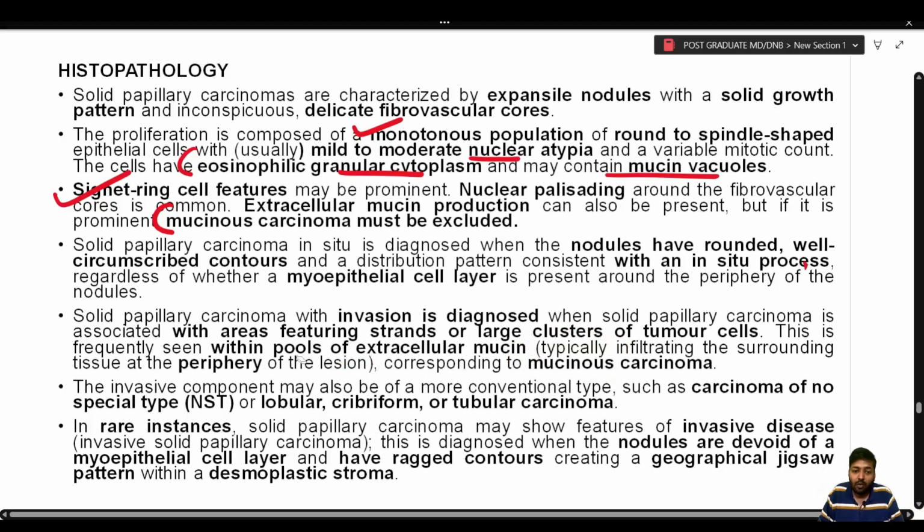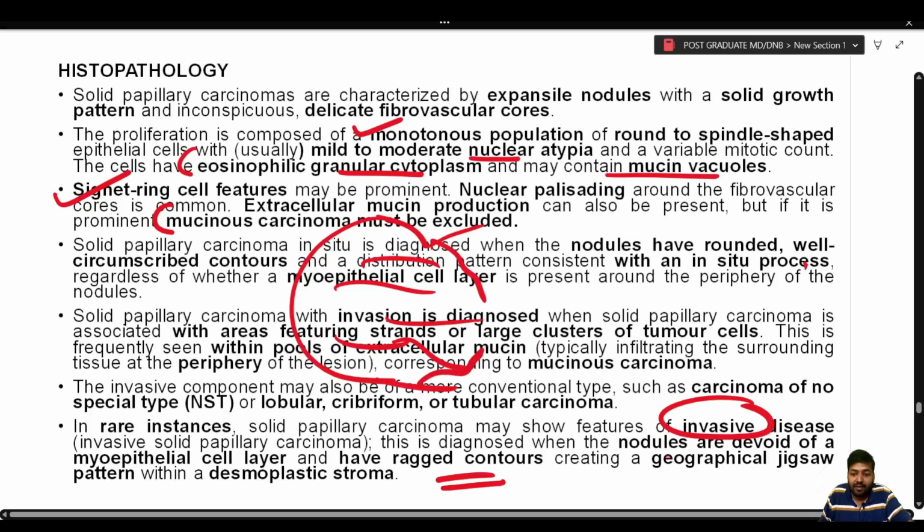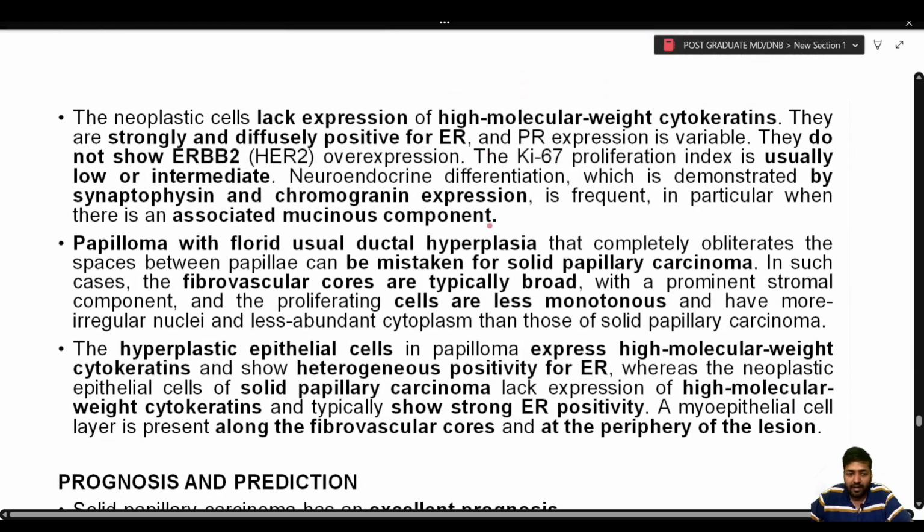Now sometimes, very rarely, this solid papillary carcinoma in situ is going to invade. So in a very rare instance, the solid carcinoma may show features of invasive disease. In that case we call it an invasive solid papillary carcinoma, which is diagnosed when the nodules are devoid of a myoepithelial cell layer and they have a very ragged contour. So the contours are quite ragged, creating a geographical jigsaw pattern within a desmoplastic stroma. So the nearby stroma has also become desmoplastic. So this is an invasive variety and it is very rare.